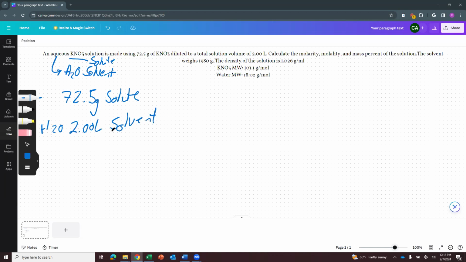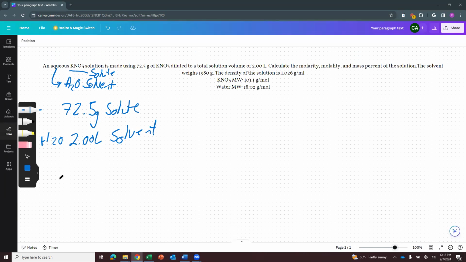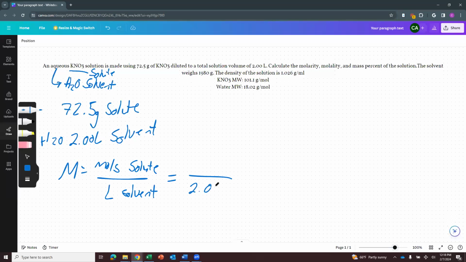All right, so first, molarity, big M. Big M, remember, is moles solute divided by liters of solvent. So we already have the denominator, which is 2. Now we just have to get moles of solute. So we have a weight, so we convert to moles using the molecular weight. So there's 101.1 grams of KNO3 for every 1 mole of KNO3.